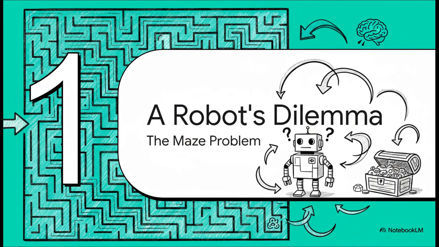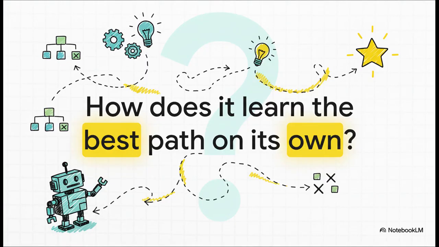Okay, to really get our heads around this, let's start with a simple problem. Picture a robot. It's just been dropped right into the middle of a maze. Its mission is to find some treasure, but here's the catch. It has no map, no guide, absolutely nothing. It is completely and totally lost. So that's the big question, right? How does this robot, with nothing but trial and error, figure out the absolute best path to the prize? This is the exact problem Q-learning was built to solve.